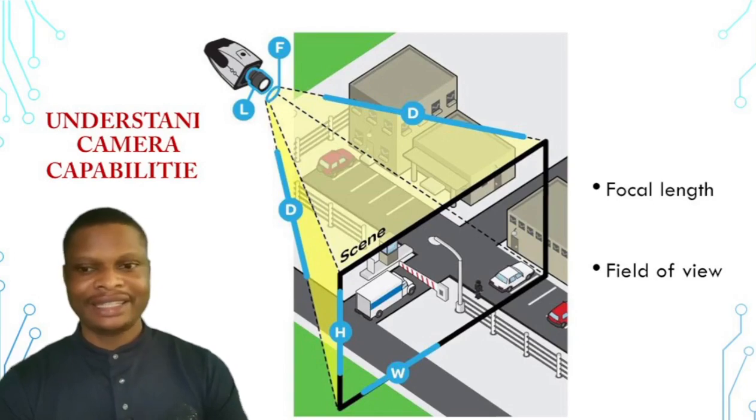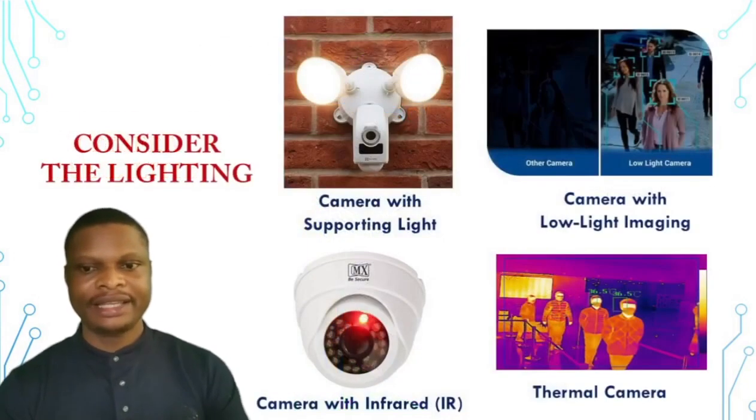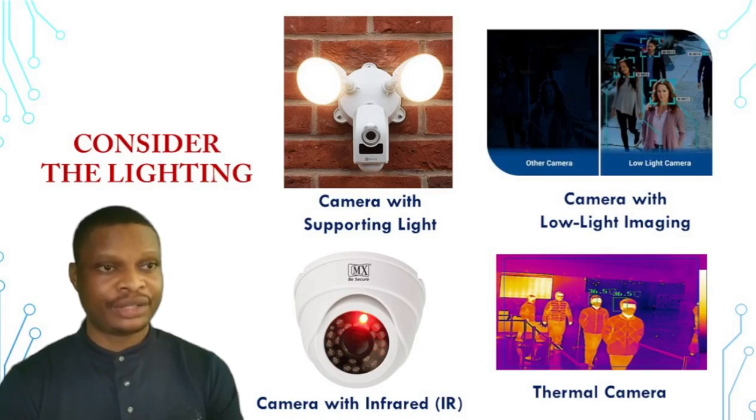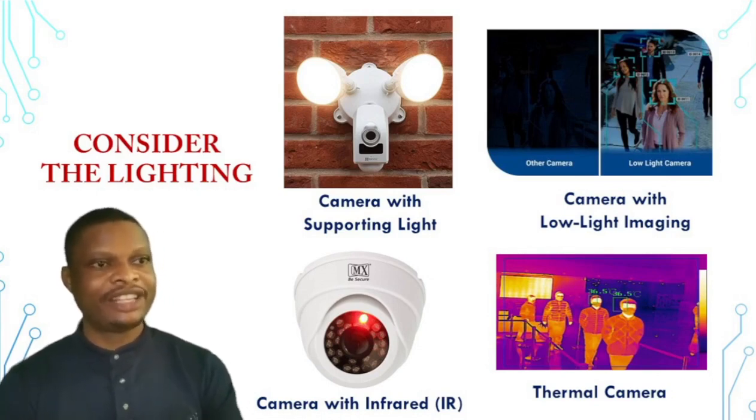These two things are very, very important. And the next thing you need to consider is the lighting. CCTV cameras are just like any other cameras. They need light to work. So it's very important to think about the lighting in the area you wish to monitor. Cameras monitoring areas with poor lighting conditions, especially at night, need low light resolution. That is the one that can see at night.